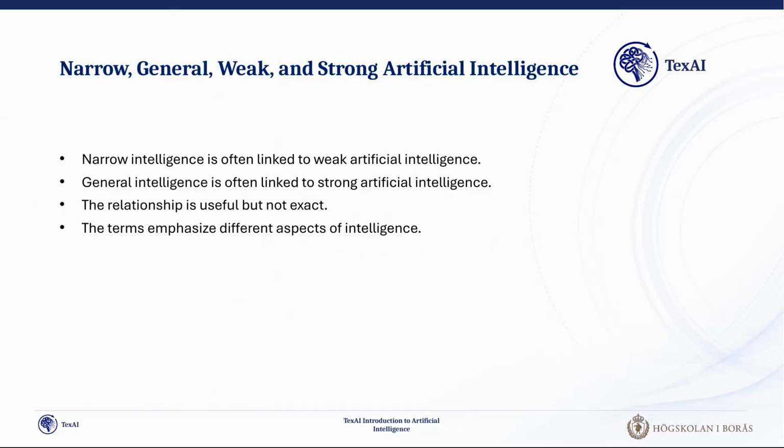It is common to connect artificial narrow intelligence with weak artificial intelligence, and artificial general intelligence with strong artificial intelligence. This connection is useful, but it is not a perfect mapping. The categories of narrow, general, and superintelligent artificial intelligence describe the level or scope of intelligence. In contrast, weak and strong artificial intelligence describe whether the system merely performs intelligent tasks or whether it would have more general human-like understanding. So, these terms overlap, but they do not describe exactly the same thing.